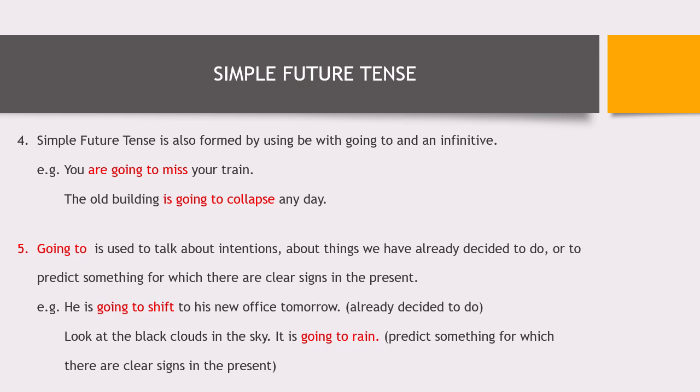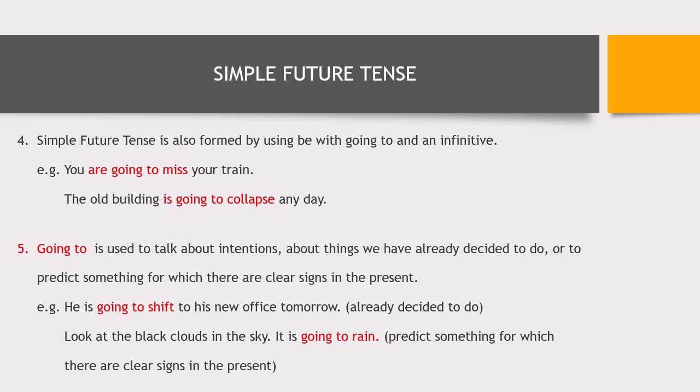Simple future tense. 4. Simple future tense is also formed by using be with going to and an infinitive. For example, you are going to miss your train. The old building is going to collapse any day.